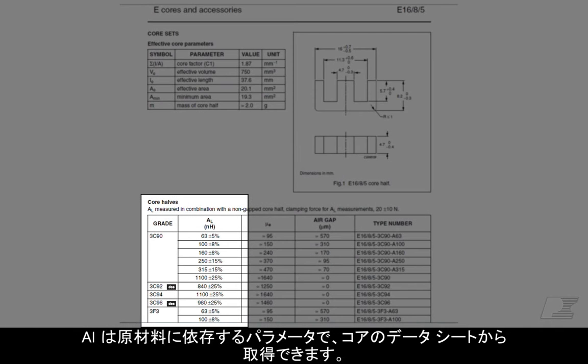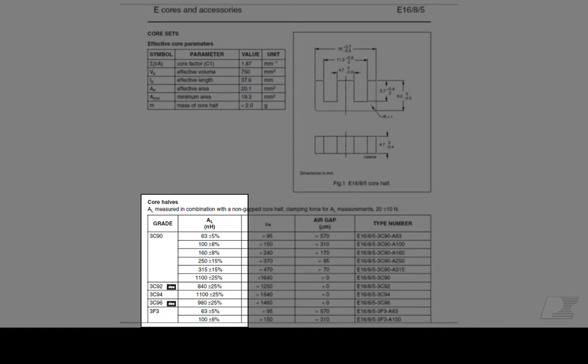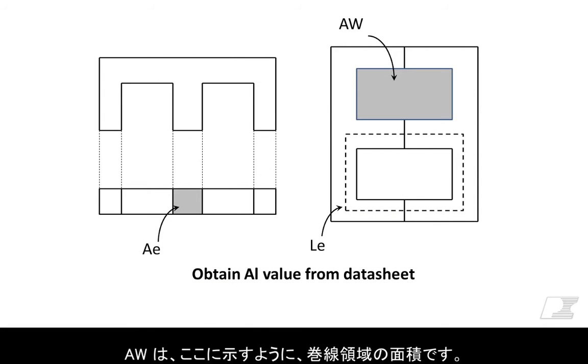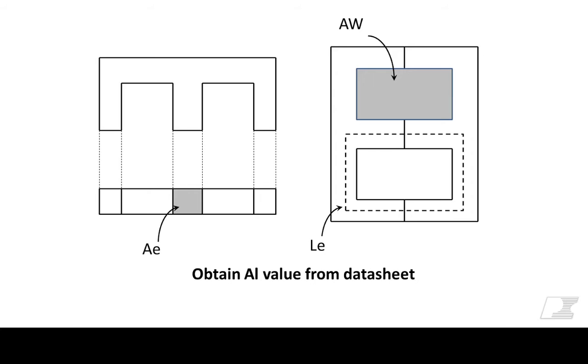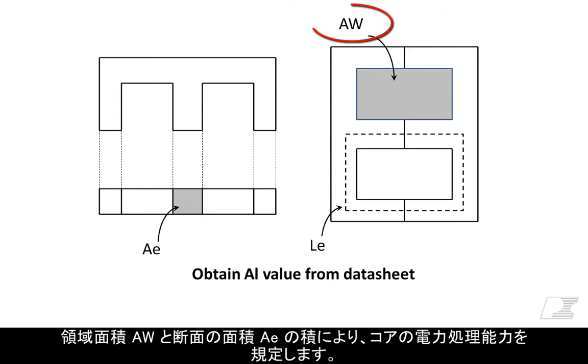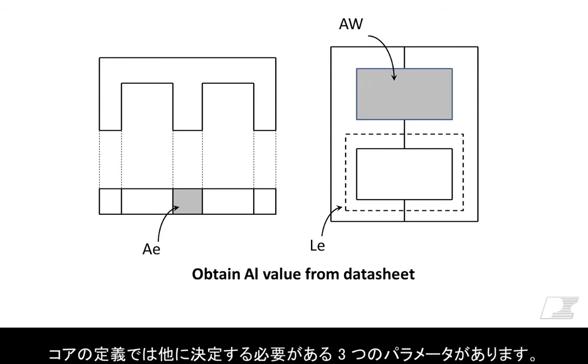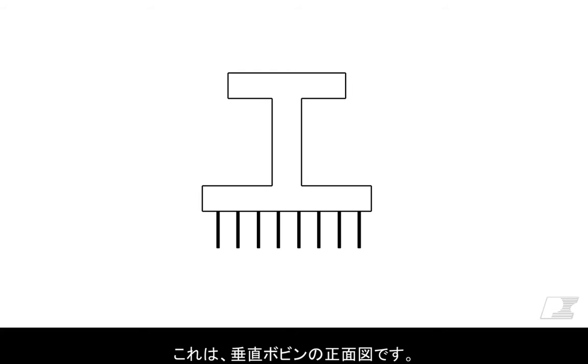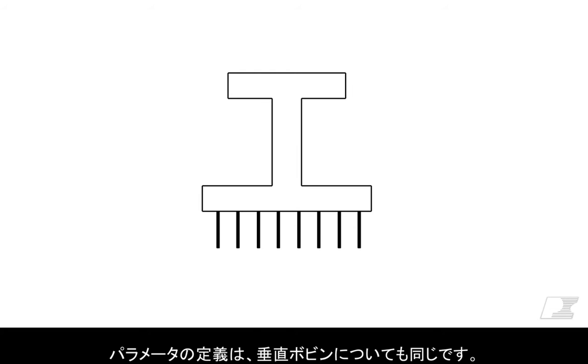AL is a parameter that is material dependent and can be obtained from the datasheet of the core. AW is the window area as shown here. The product of the window area AW and cross-sectional area AE define the power processing capability of the core. That leaves us with the other 3 parameters required in defining the core. This is a front view of a vertical bobbin. The parameter definitions remain the same for horizontal bobbins also.